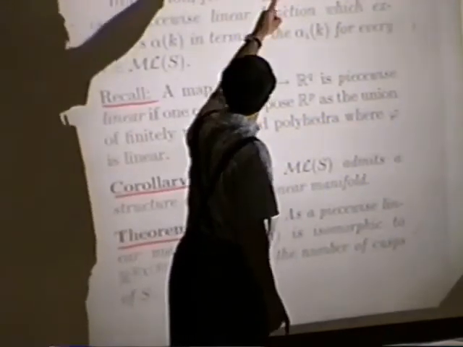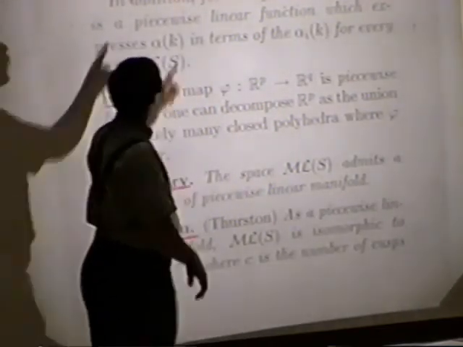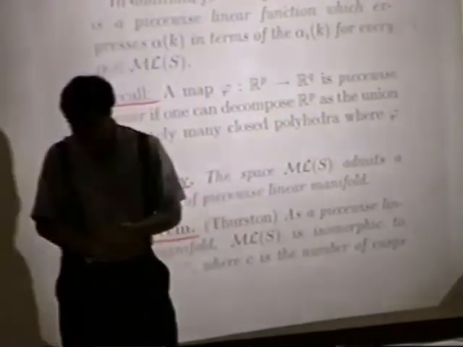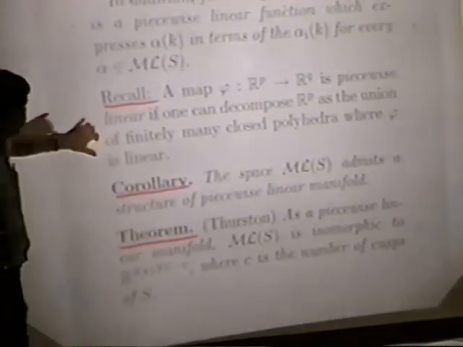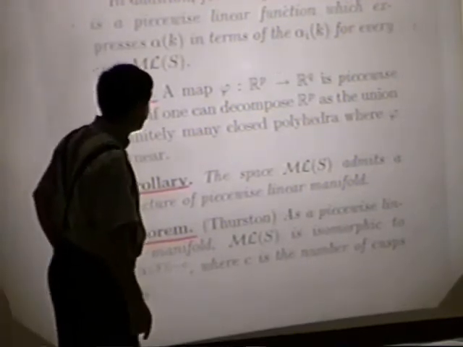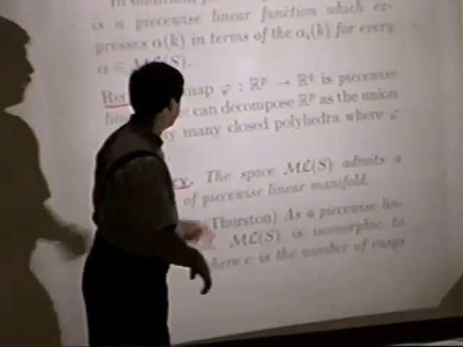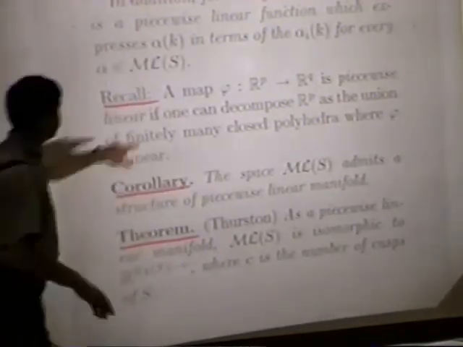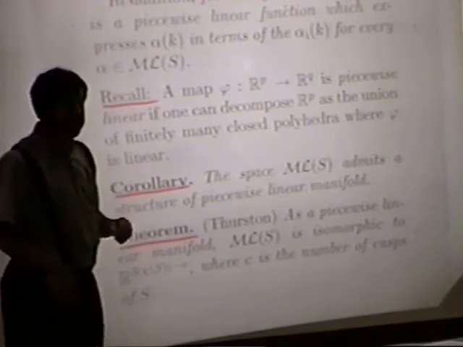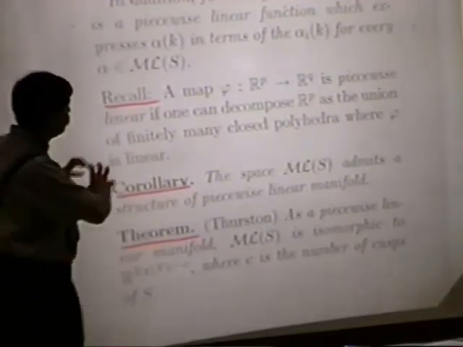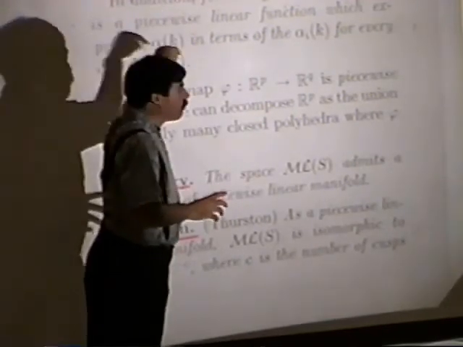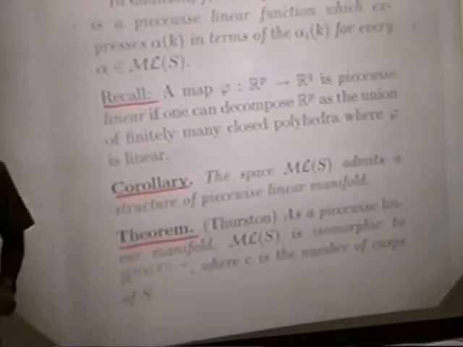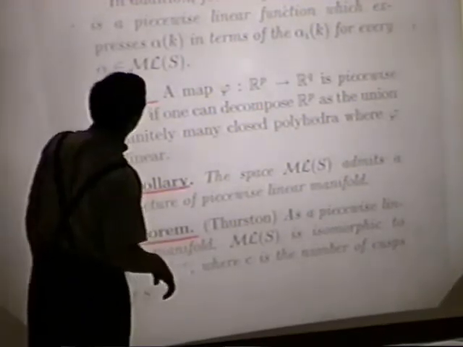But what's more surprising is that you can determine the image, and that the image is a piecewise linear submanifold of R^n. I have to remind you what piecewise linear means. There are many definitions, but one way is to say that you can decompose the domain as a union of locally finite closed polyhedra, where the map is linear. A piecewise linear submanifold is something where you have piecewise linear charts which make it look like R^p in R^n. So you take the standard definition of manifold, but you replace differentiable by piecewise linear, and homeomorphism by piecewise linear homeomorphism.